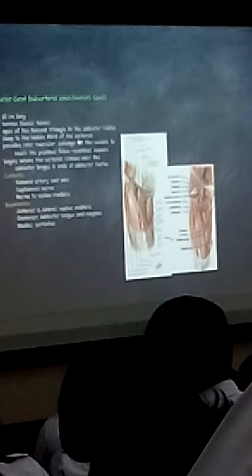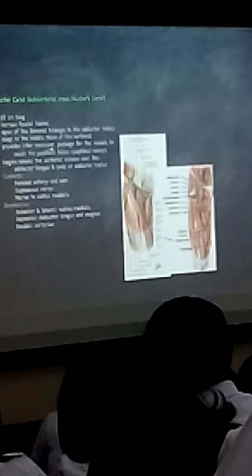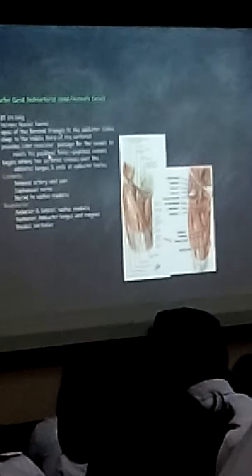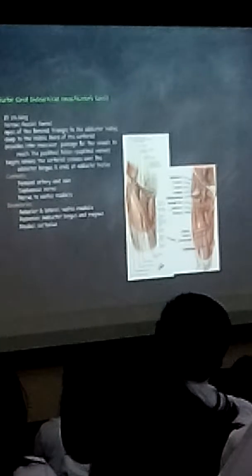So we also have this adductor canal. It's 15 cm long, a narrow fascial tunnel from the apex of the femoral triangle to the adductor hiatus. It's deep to the middle third of sartorius. It provides a passage for the vessels to reach the popliteal fossa. So before it reaches that adductor hiatus, I showed you a while ago.